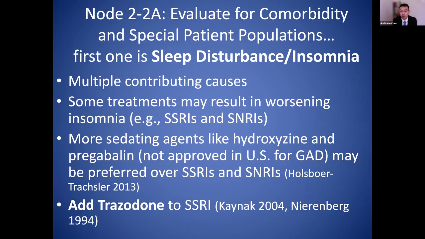So let's go into sleep disturbance and insomnia. There are a lot of possible contributing causes. A good place to start is you might want to consider a sleep study. This is particularly important because some of the medications we frequently give to patients with insomnia might be dangerous if you have OSA and you're not treating it. You also want to be mindful that some treatments can worsen insomnia, like SSRIs and SNRIs. In these cases, some of the more sedating agents like hydroxyzine and pregabalin might be preferred over SSRIs and SNRIs. You might even add trazodone to your SSRI treatment.